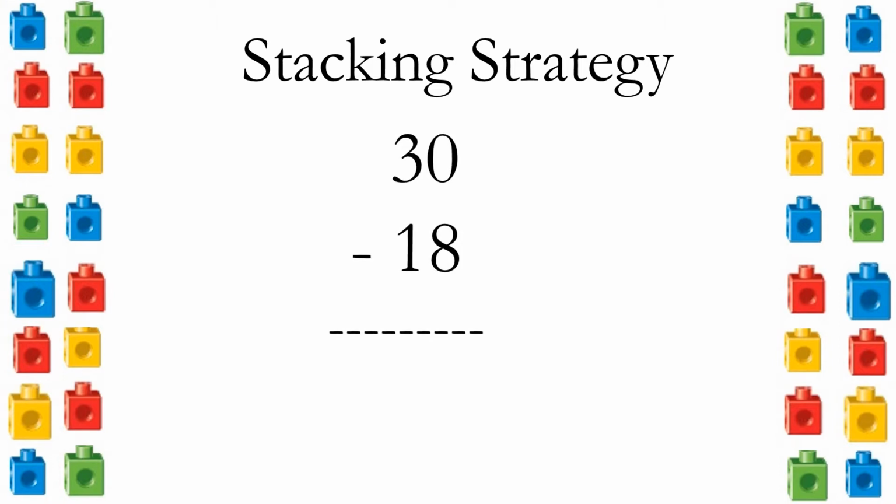Let's try another one. 30 minus 18. First, let's make sure that everything is lined up properly. It is. Now let's look at the ones column. We can't do 0 minus 8, so we have to regroup. And we have to get 10 from the tens column. So that 3 is going to become a 2, and that 0 is going to become a 10. And we can do 10 minus 8, that equals 2.